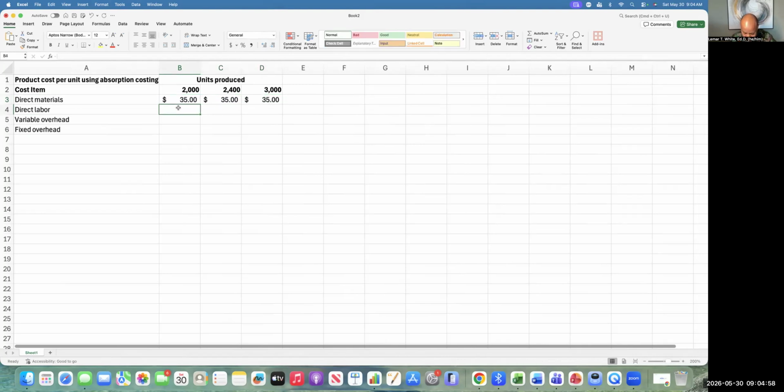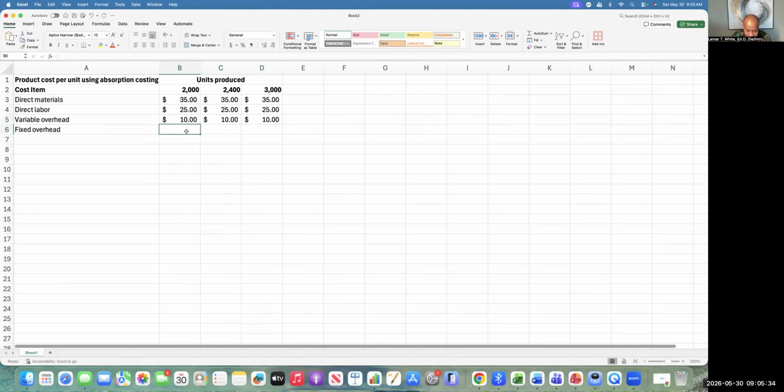For my direct labor, it says that it's $25. So it doesn't matter how many units I produce, it's $25 for direct labor. So I'm going to put $25 here. And when I say $25, that's per hour, not to produce the whole amount. My variable overhead, it tells me that my variable overhead is $10 per unit produced. Okay, so I'm going to put $10 there. Pretty easy so far, right?